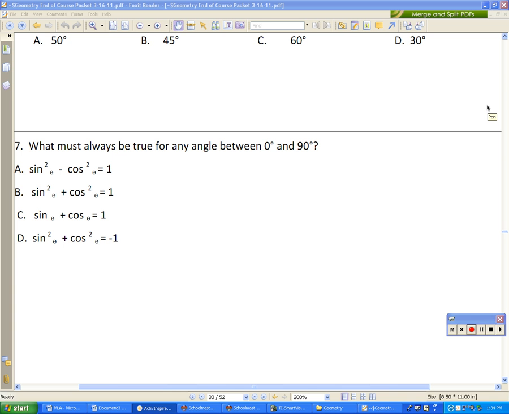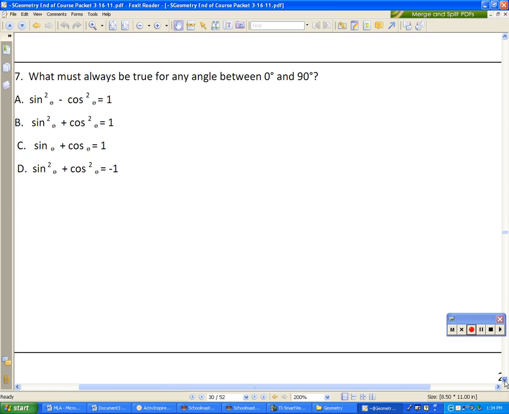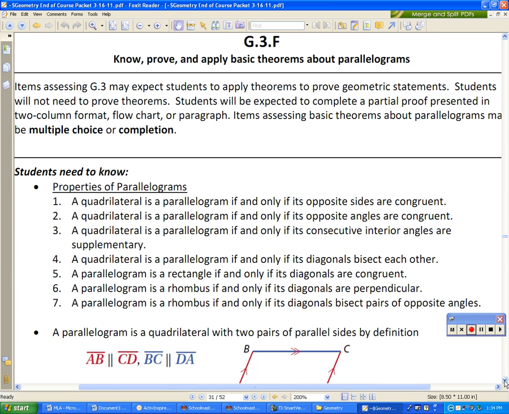Okay, number 7, gave this away already? Yeah. Which one of these is true for any angle between 0 and 90 degrees? We've done 2 of these already. Yep, B, sine squared plus cosine squared equals 1. Okay, so this is a Pythagorean identity that you'll spend a lot of time with when you get to trig or pre-calculus or whatever. Sine squared plus cosine squared always equals 1.